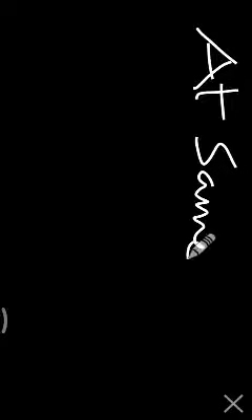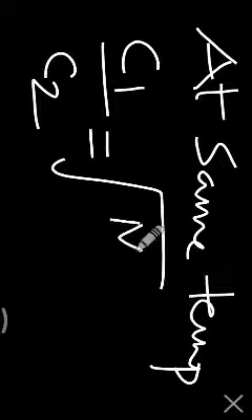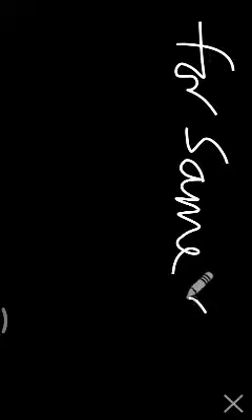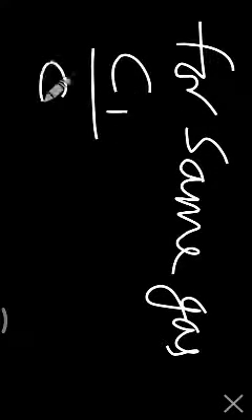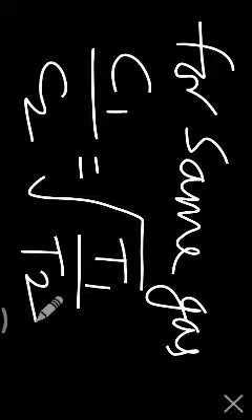At the same temperature, you can write the RMS velocity formula as C1 by C2 equals under root of M2 by M1. This is very similar to Graham's law: R1 by R2 equals under root of M2 by M1. For the same gas, that means the molecular mass is the same, then C1 by C2 equals under root of T1 by T2, the relation between the velocity and temperature.